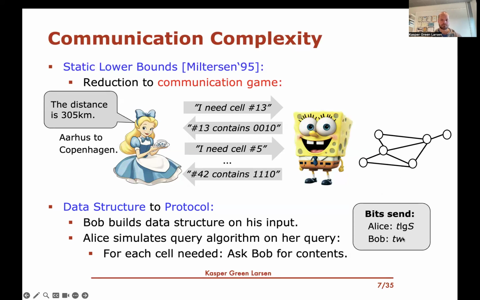So that's W bits for T rounds. So this gives a protocol. Alice sends T log S bits and Bob sends TW bits. So you can see that the efficiency of the protocol depends on the efficiency of the data structure, right?